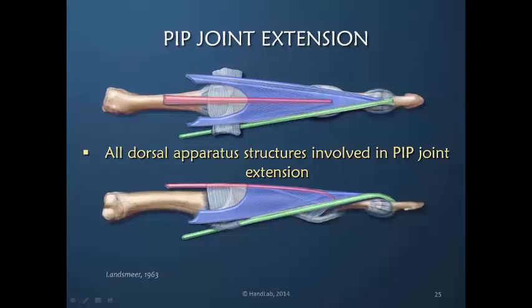Here, the red represents the central slip, the blue represents the interosseous power, and the green represents the lumbrical power. Now this is oversimplified because it's schematic, but you can see that these three muscles, the extensor digitorum communis, the interosseous, and the lumbricals, all are involved in interphalangeal joint extension, but they all must work together.